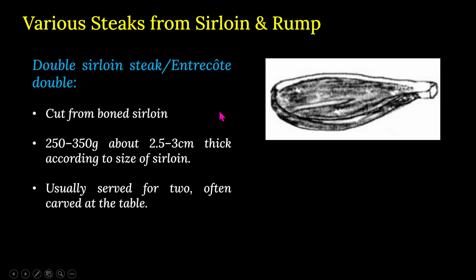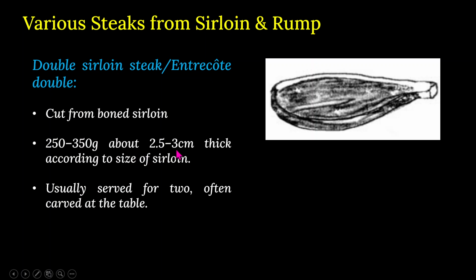Next one, double sirloin steak, or entrecôte double, that is in French. Cut from the boned sirloin. Boned sirloin means there is no bone. Weight is around 250 to 350 grams.